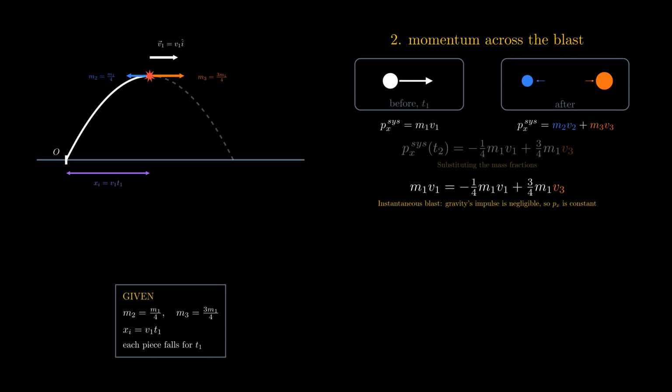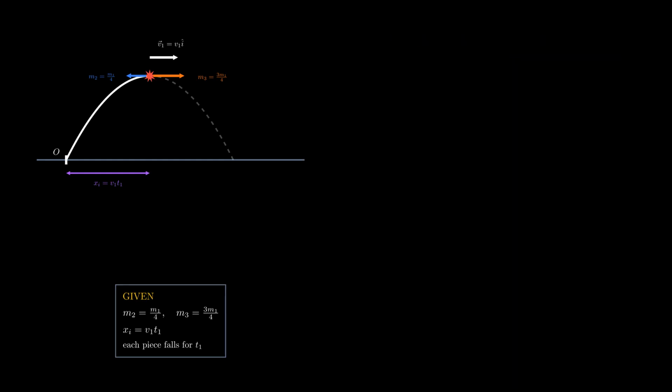Every term carries a factor of m_1, so divide it out. Move the negative quarter across to the left. 5/4 v_1 equals 3/4 v_3. Multiply both sides by 4/3. The larger piece leaves the explosion at v_3 equals 5/3 v_1. It is moving faster than the intact projectile was, which is exactly what has to happen when the other fragment is thrown backwards. Finish with kinematics.